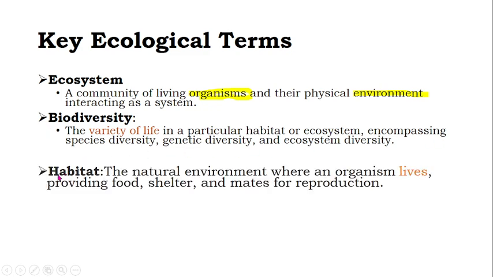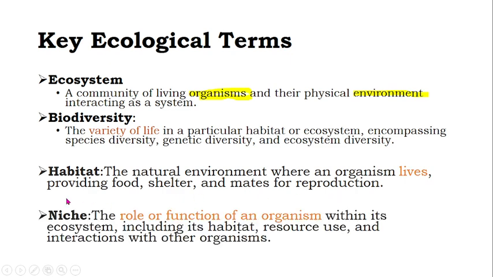So let's have a look at habitat. We have seen previously that it is a place where organisms live. I'm not going to change the definition of habitat. Usually the natural environment where an organism lives is called habitat. The importance of this habitat is that it produces food, shelter, and mates for reproduction. Thank you for your understanding.